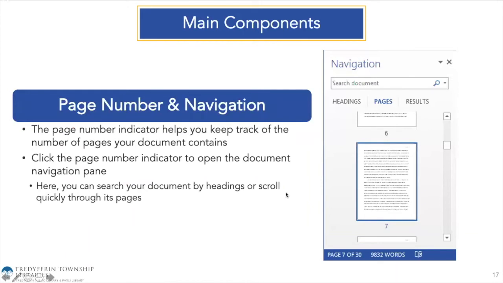Next is page number and navigation. So navigation, again, this is in the View tab. If you were to open navigation, it'll appear on the left-hand side of your Word program. And your page number is always going to be the bottom left-hand corner. The page number indicates where you are in the document. So say you're working on page 2, when you want to jump back to page 4, you can see where you are on the bottom left-hand corner. And this just helps you keep track of the number of pages your document contains.